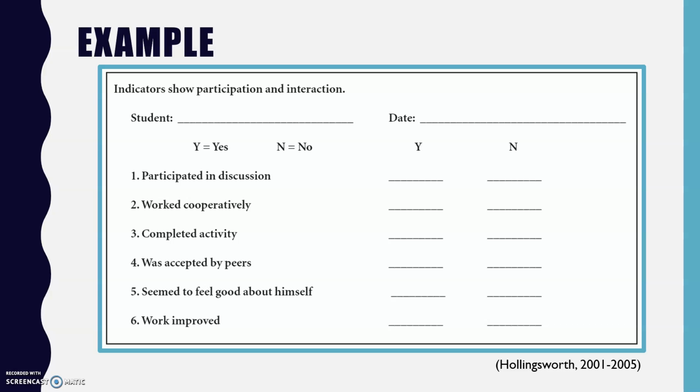My first example is a checklist from a practical guide to action research for literacy educators. This checklist was created to measure student participation in discussion groups. As you can see on this checklist, the researcher is going to write the student's name down, and then they are simply going to check yes or no if the student did any of those 6 things.